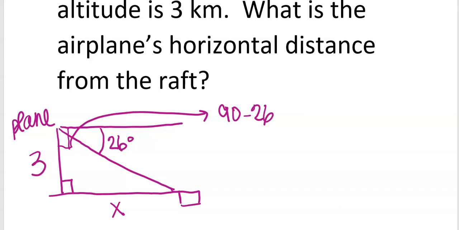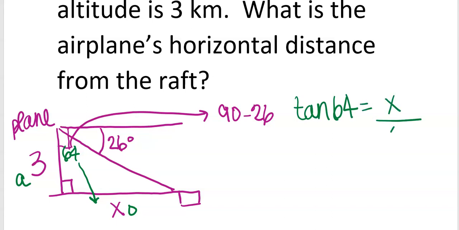Okay, so I'm going to show you just a slightly different way. We'll do it both ways to show you the answer is the same. So 90 minus 26 would be 64. So instead of using the 26 like it would be down here, we're going to use 64 just to show you that it does work the same. If we use 64, this one over here would be opposite. This one would be adjacent. If we did it the other way and used the 26, the 3 would be opposite, the x would be adjacent. Okay, so looking at this one, it is tangent 64 equals x over 3.